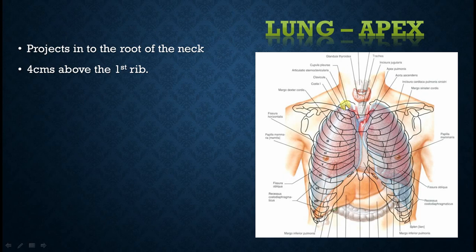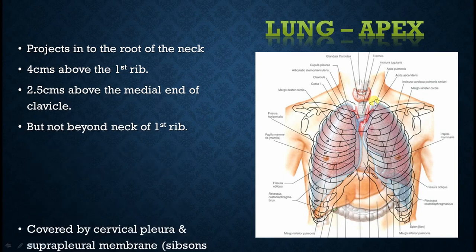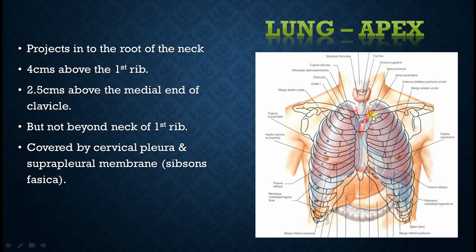Even this aspect I have discussed in detail in my previous class while I was dealing with the pleura, in the cervical pleura. Okay, I have already mentioned it. So 3 to 4 centimeters above the first rib, but the uppermost end, the highest point of the apex, does not extend beyond the neck of the first rib, and this apical part of the lung is covered by the cervical pleura.